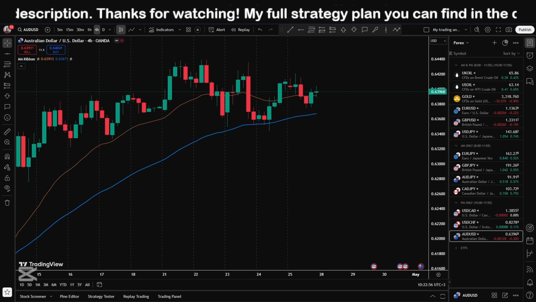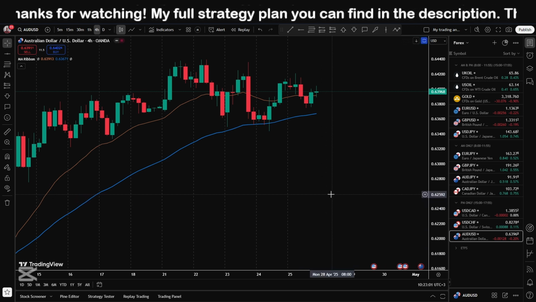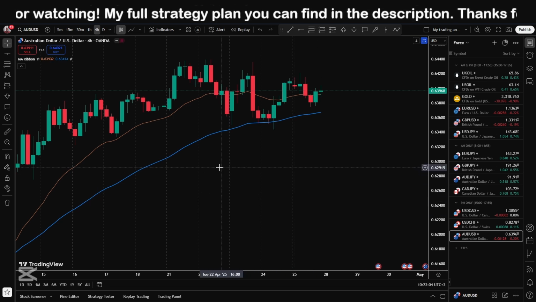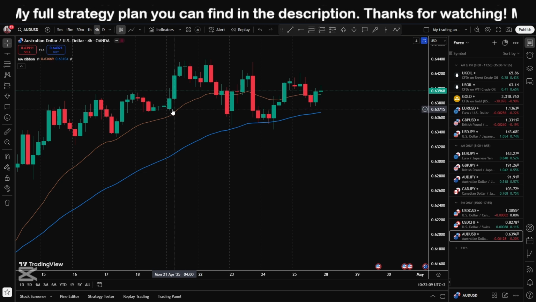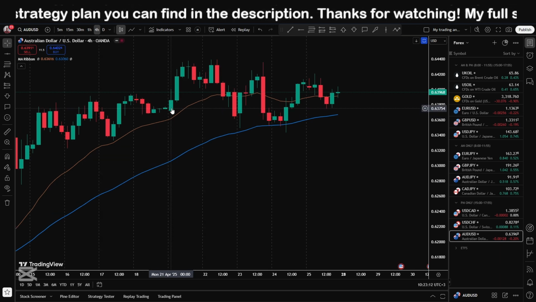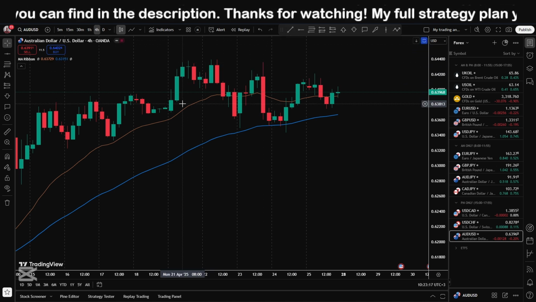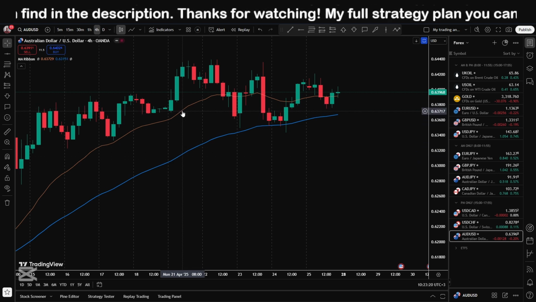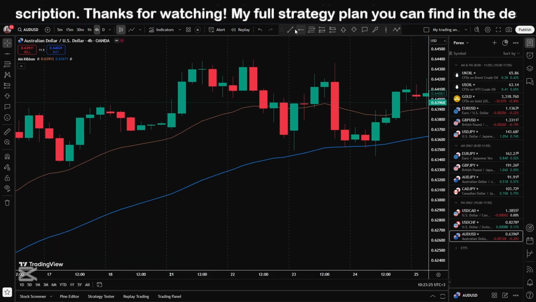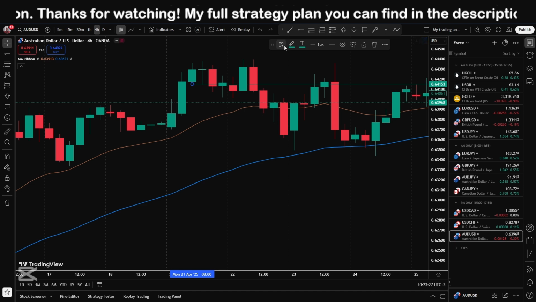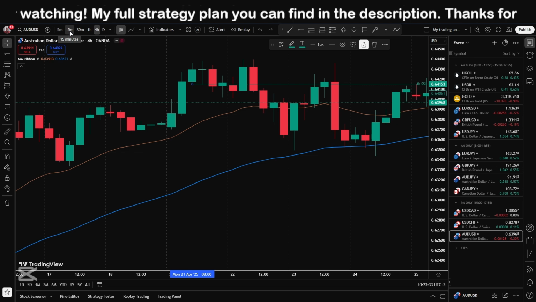Starting with the first trade on Monday, from AUDUSD on the 4-hour time frame. This is Monday. From this bar, 8 o'clock, we have an uptrend from EMA 20 and 50, a clean 4-hour bar. In that case, I use the sell side liquidity, the 4-hour sell side liquidity.